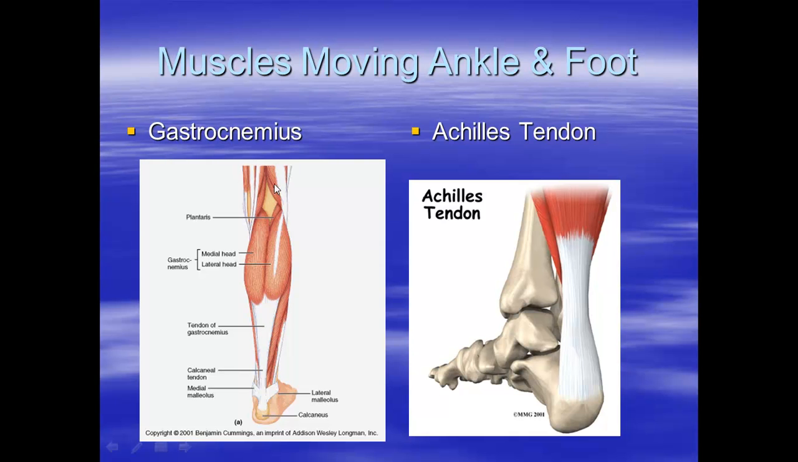Some of the muscles that move the ankle and the foot include the gastrocnemius, for plantar flexion of the ankle. If you look at the origin of this particular muscle, you can't really see it all the way up here, but its origin in the gastrocnemius, which is really your calf muscle, is on the femur, and the insertion is on the calcaneus portion of the heel. And this is the tendon of the gastrocnemius, also known as the Achilles tendon.